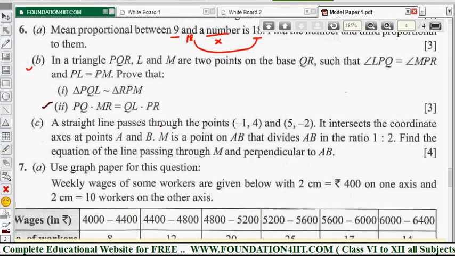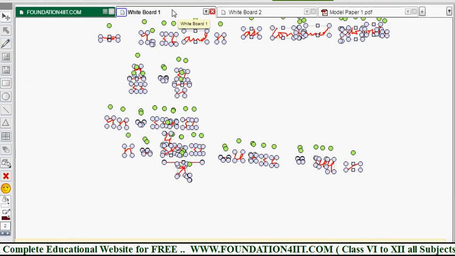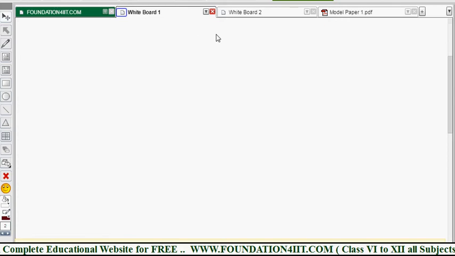And next one, in coordinate geometry: a straight line passes through -1, 4 and 5, -2. It intersects the coordinate axes at A and B. M is the point on AB that divides AB in the ratio 1:2. Find the equation of the line passing through M and perpendicular to AB. Okay, let us solve this sum. First we will draw the diagram. If you take graph paper, it's very clear for you.